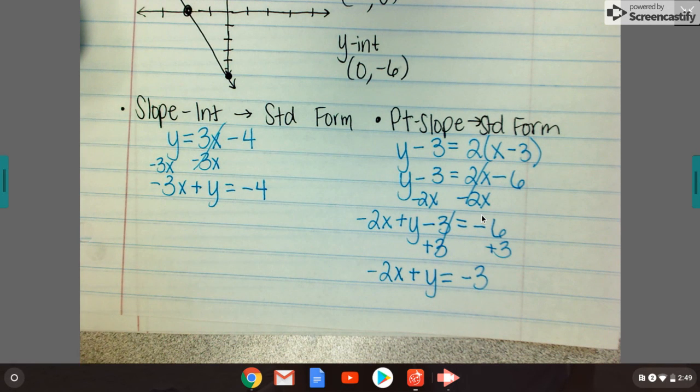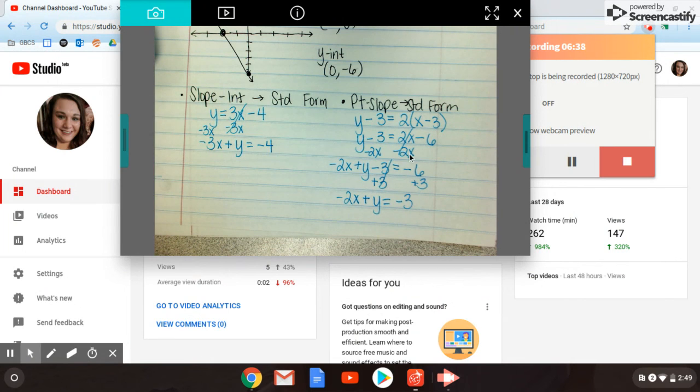We'll call it good on these notes. I hope this has helped out. Those are all three formats of linear equations.